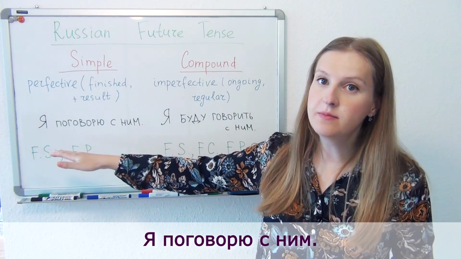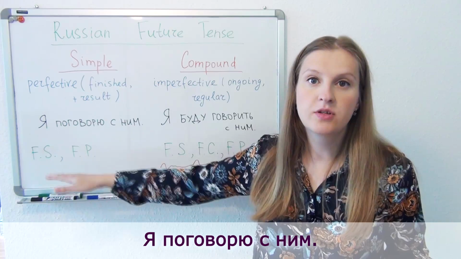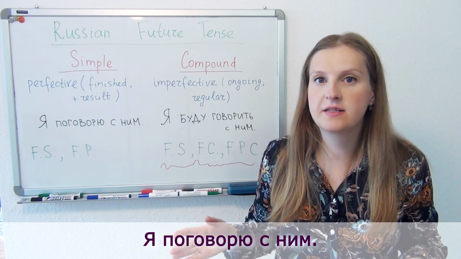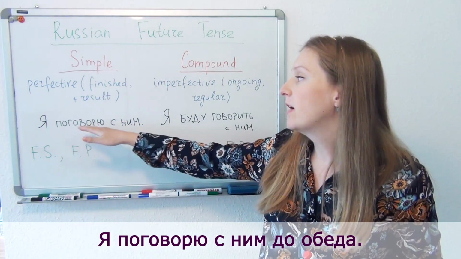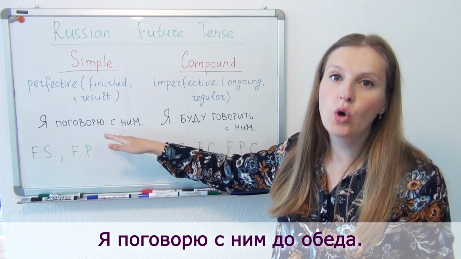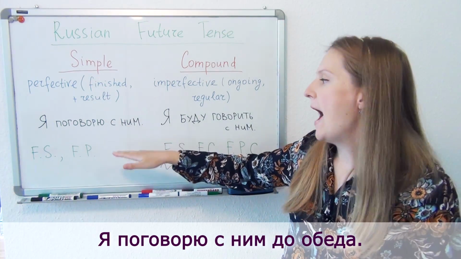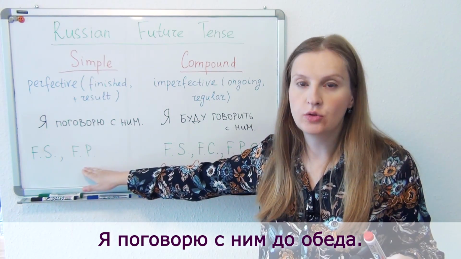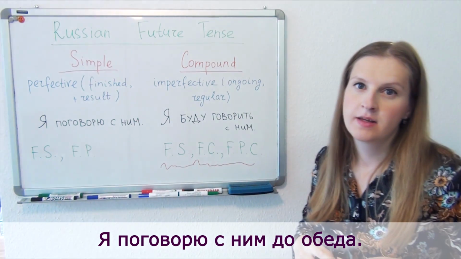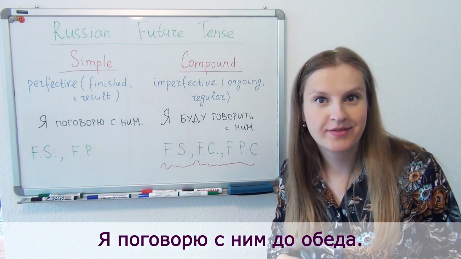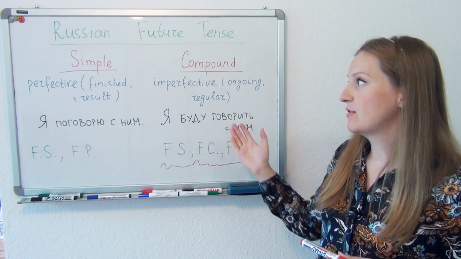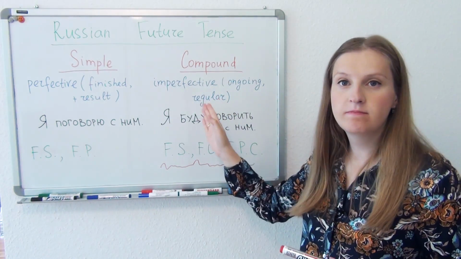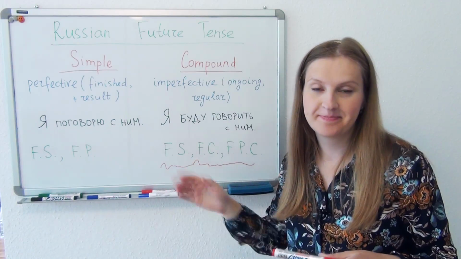Я поговорю с ним. I will speak with him. Not a regular action, but a simple fact. Я поговорю с ним до обеда. I will have spoken with him till noon. Till lunch. Okay, so 2 forms. Now let's talk about each form in particular.